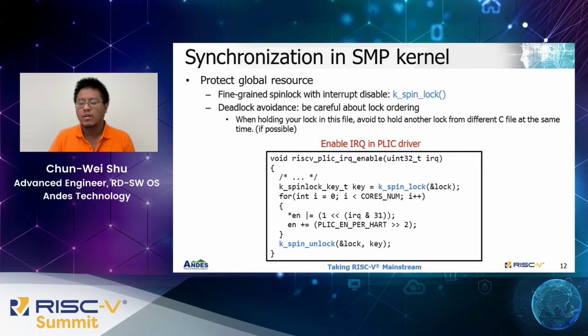First, the interrupt enable register of RISC-V PLIC is a global resource. We should set the enable register of each hart atomically. Thus, it should be protected by a spin lock. The difference in SMP is that using a spin lock should consider deadlock avoidance. Deadlock avoidance is a complex problem, but basically there is a simple piece of advice: when the program holds your lock in this file, avoid holding another lock from a different C file at the same time, if it is possible.